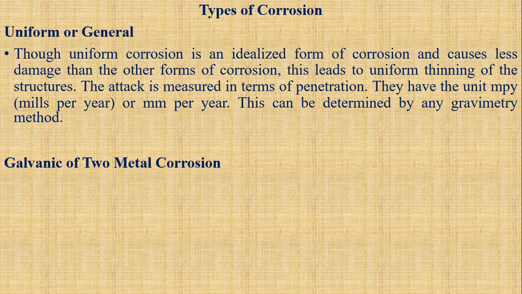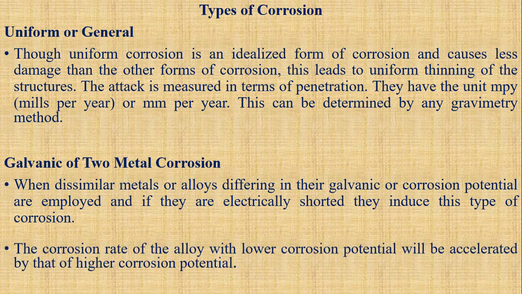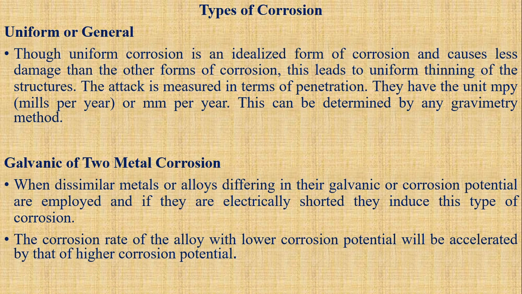Galvanic or two-metal corrosion: when dissimilar metals or alloys differing in their galvanic or corrosion potential are employed, and if they are electrically shorted, they induce this type of corrosion. The corrosion rate of the alloy with lower corrosion potential will be accelerated by that of higher corrosion potential.